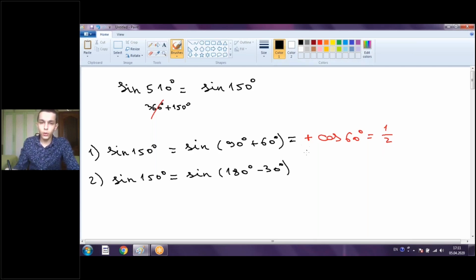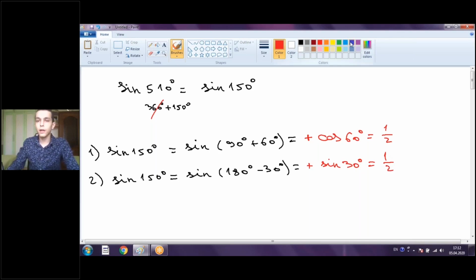Or you can use 180 minus 30 degrees. It doesn't matter. So it's again the second quadrant. Here sine is positive, but 180 doesn't change your function. So it will be again sine. And just copy this angle, 30 degrees. And from the table, we know that it's 1 over 2.